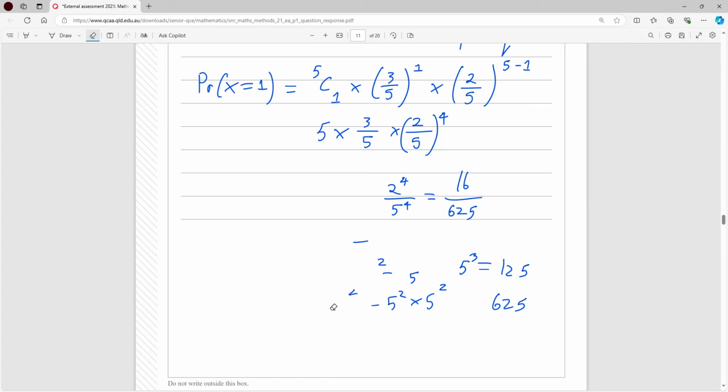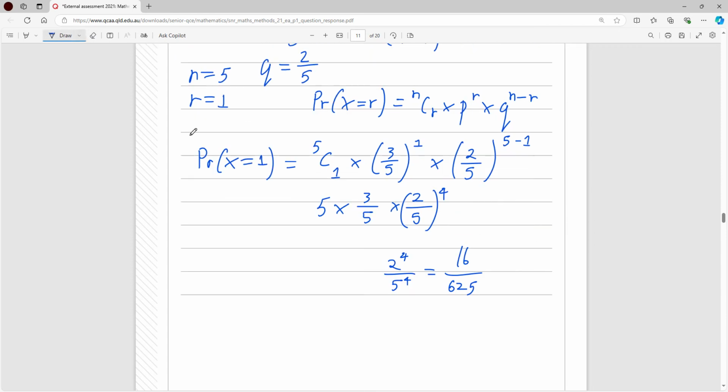So now let's get rid of this. A lot of the grunt work will come with just these little tricks with arithmetic as well. Okay. So here, this cancels out quite nicely. So we have 3 times 16 over 625. And then 3 times 16 is just 48.